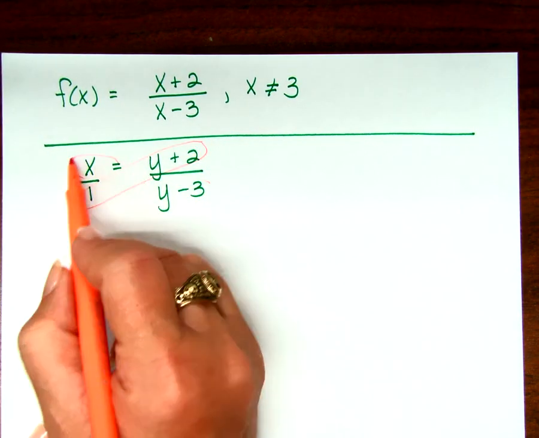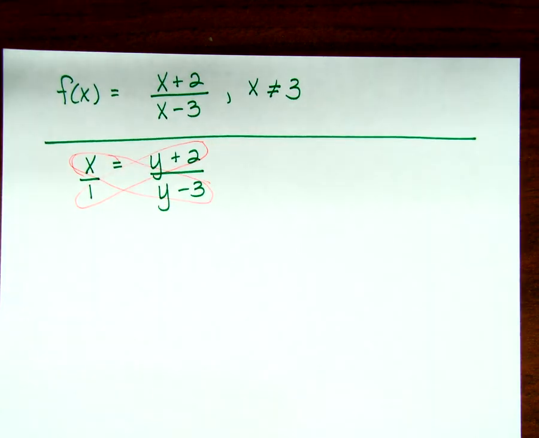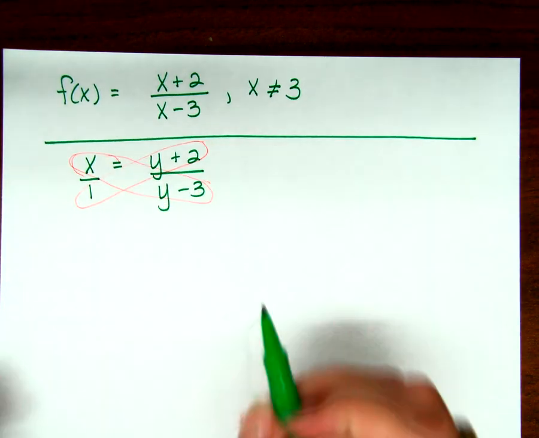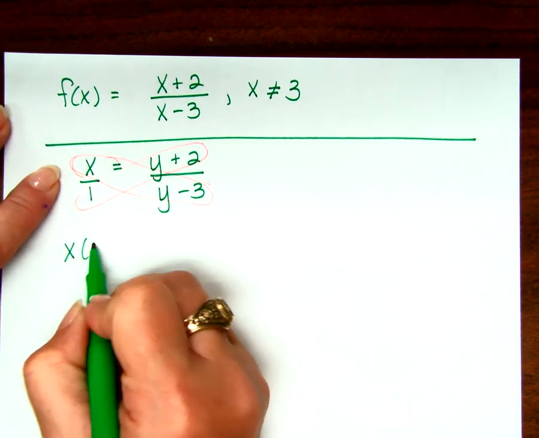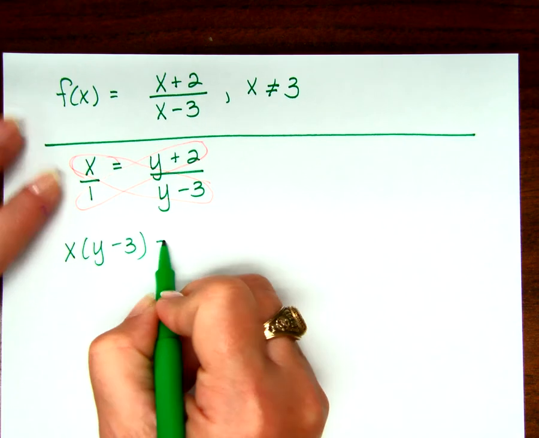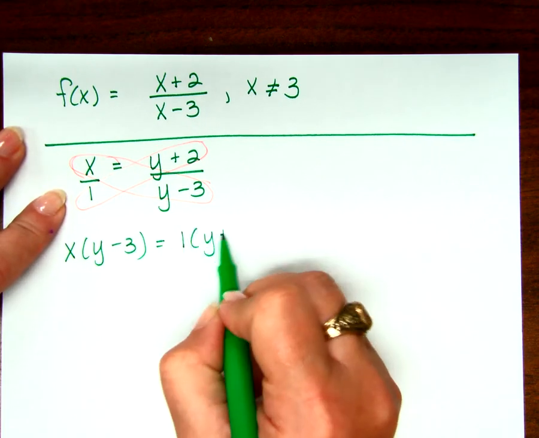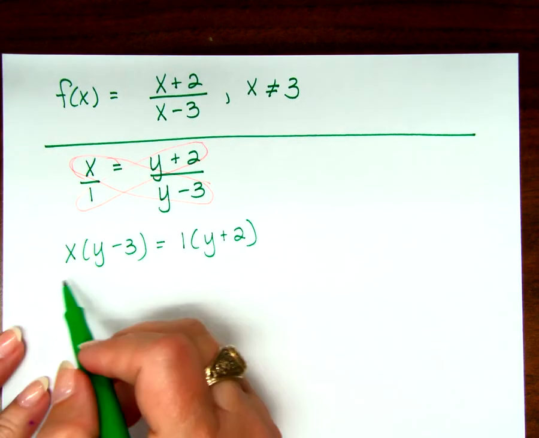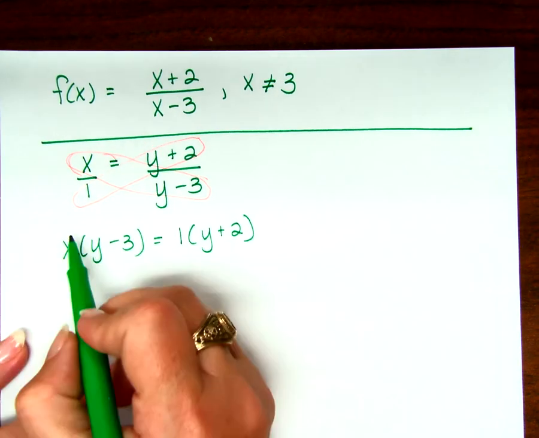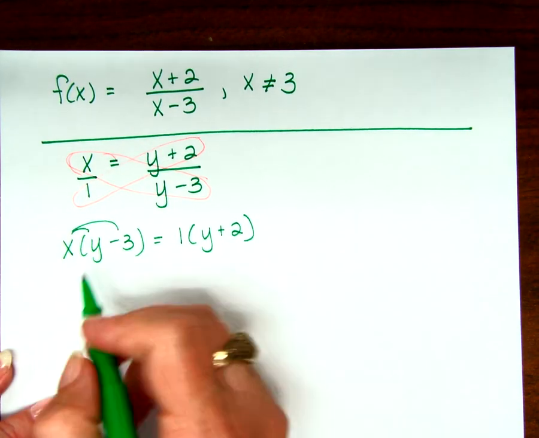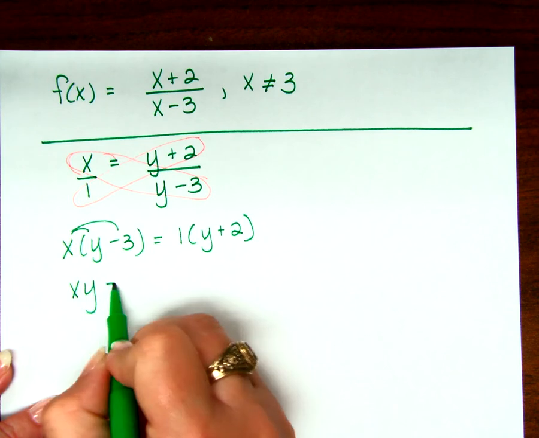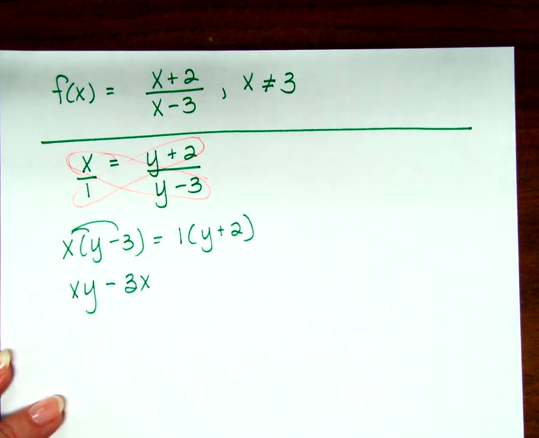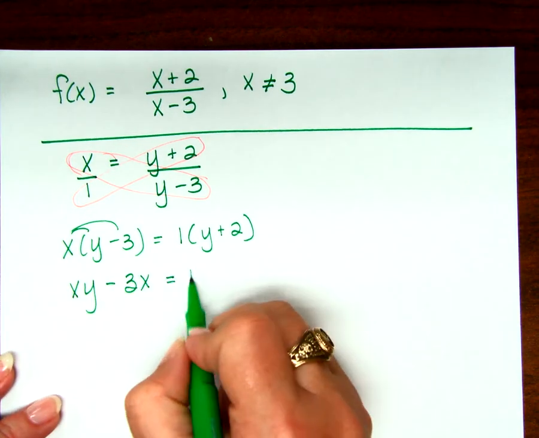Now I cross multiply, right? It's two fractions set equal to each other. Aren't I allowed to cross multiply? So I get x times y minus 3 equals 1 times y plus 2, right? So on the left-hand side, I'm going to distribute my x. Xy minus 3x equals y plus 2.